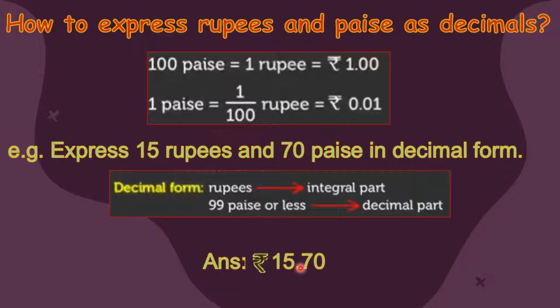So the given 15 rupees and 70 paise can be written as rupees 15.70 in decimal form. We read it as rupees 15.70.